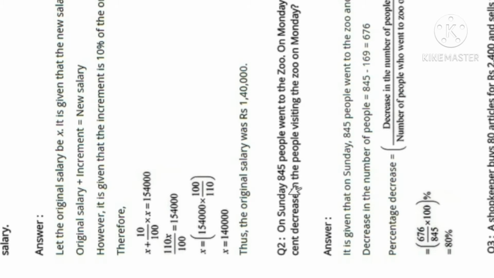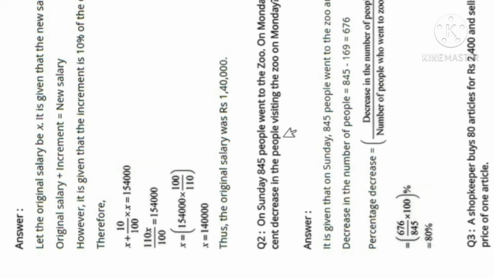Now second question, on Sunday 845 people went to the zoo. On Monday only 169 people went. What is the percent decrease in the people visiting the zoo on Monday? Now on Sunday how many people went? 845 people went to the zoo. On Monday 169 people went to the zoo. Now see, we have to find the percent decrease. Decrease means subtraction. So decrease in the number of people equals 845 minus 169, that is 676.